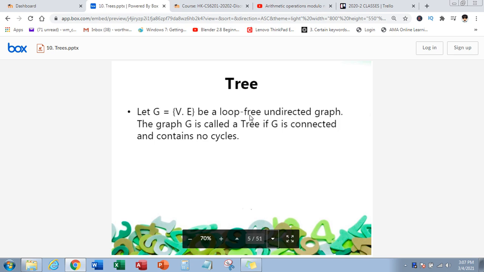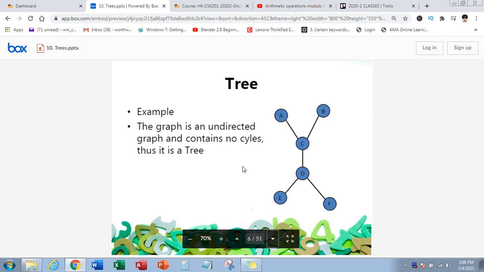Ibig sabihin, wala itong circuit, yung tinatawag nating close. Hindi siya close, and also, walang direction ng kanyang edge. Kaya ang tawag sa kanya ay undirected. The graph G is called a tree if G is connected and contains no cycles. So may mga example tayo dito. Example, the graph is an undirected graph and contains no cycles, thus it is a tree. So this one is a tree. Undirected, no cycle. So this one is a tree, this one is a tree.